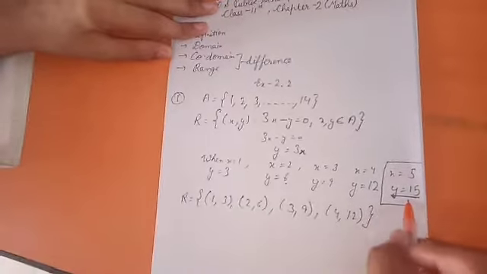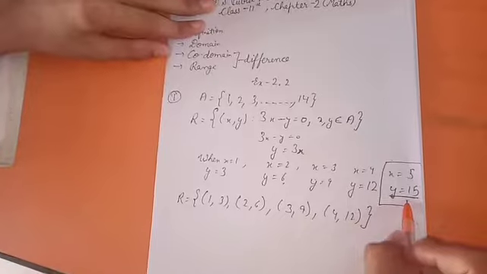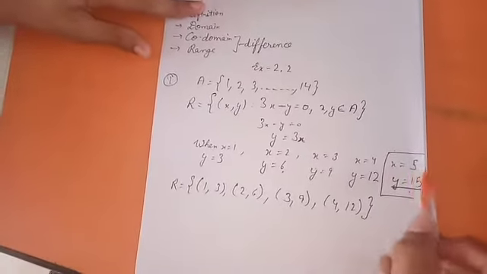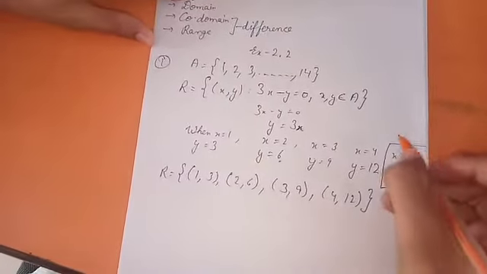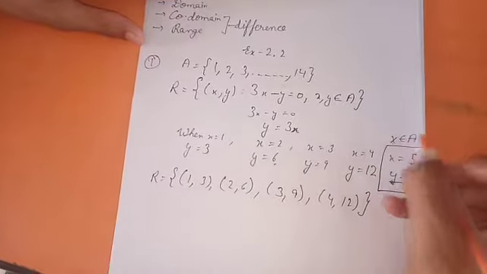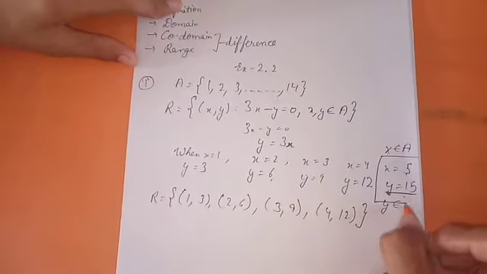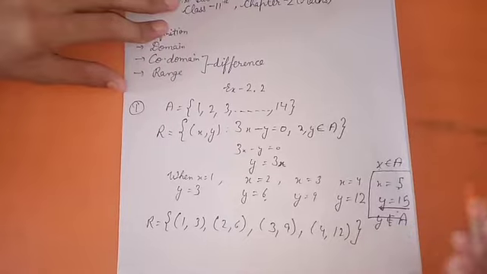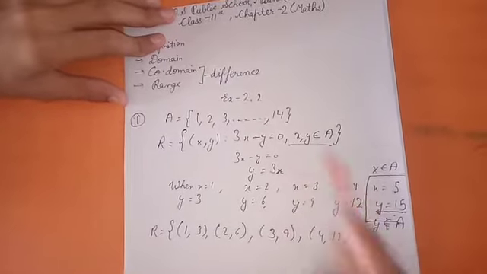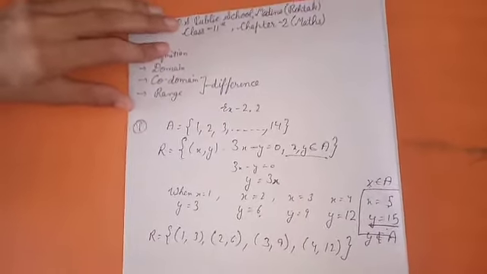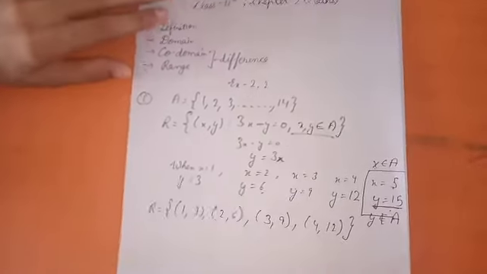Why can we not use this? Because x belongs to A here, but y does not belong to A. But what they are asking is that x and y both must belong to A. So it is our relation.